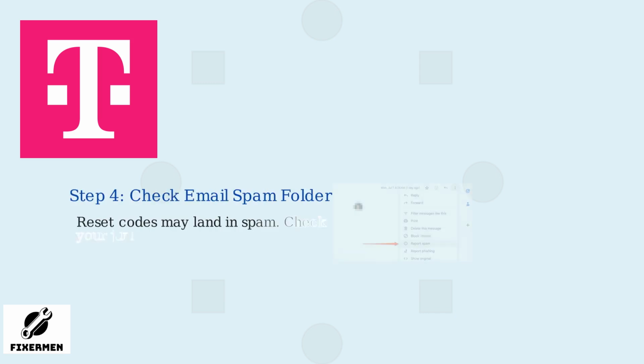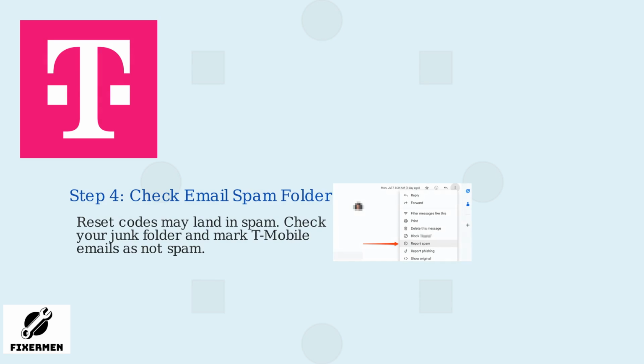Check your email's spam or junk folder for the password reset code. Sometimes legitimate emails get filtered there, especially during high traffic periods. Search for emails from T-Mobile and mark them as not spam to prevent future issues.